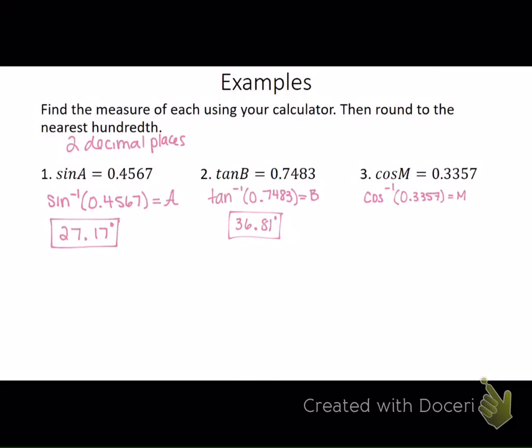Okay, now do point 3357. There you go. So that's 70.38 degrees. The little dot.